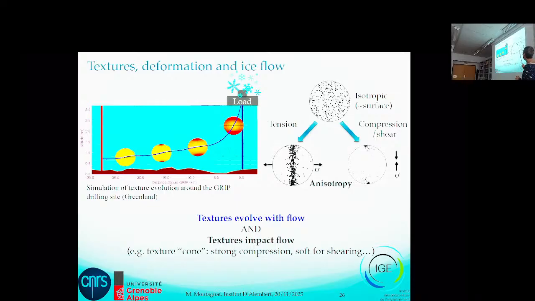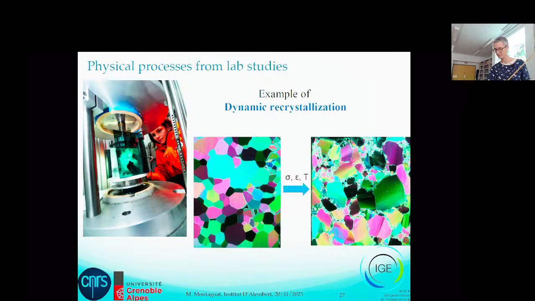And we can decipher between the two. Sometimes we do that by means of modeling. So for instance, we use a viscoplastic self-consistent modeling to predict what we should have with only compression and what we should have with shear. And then we can more or less make some assumptions. So as I said, texture is evolving with flow, and texture is impacting flow. So we have to take them into account in large-scale flow modeling.